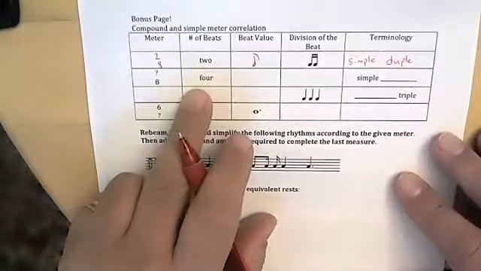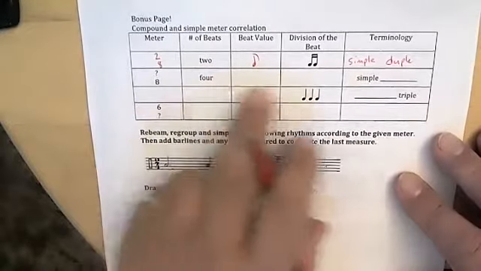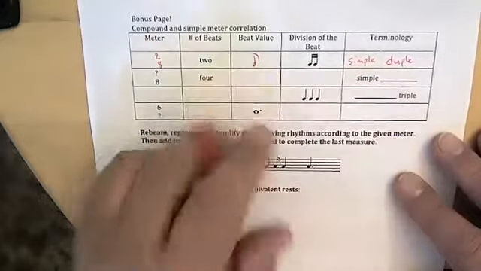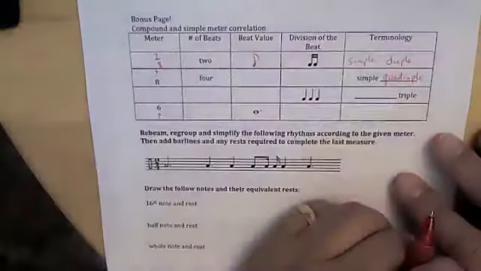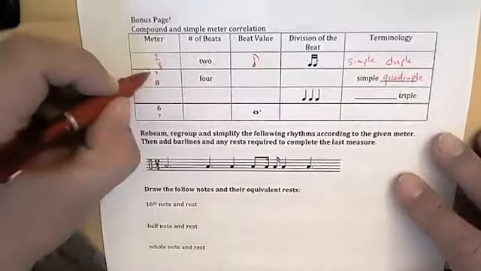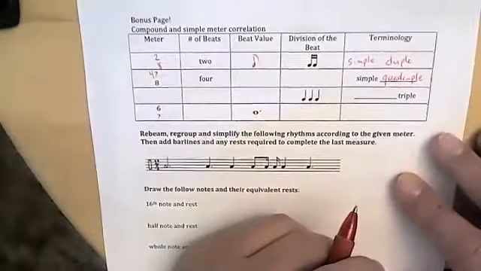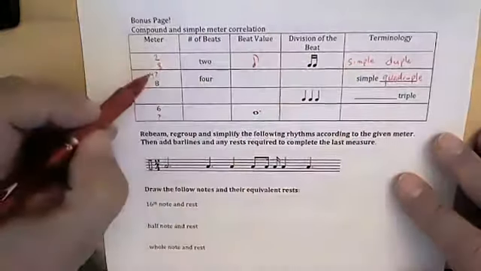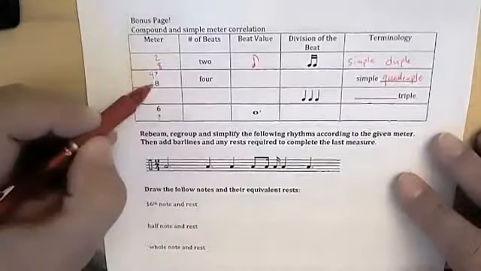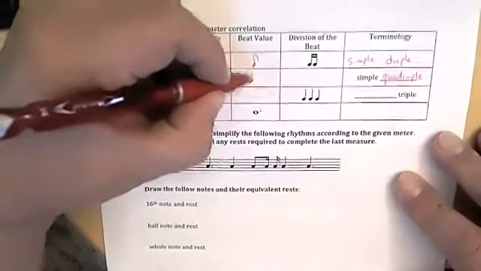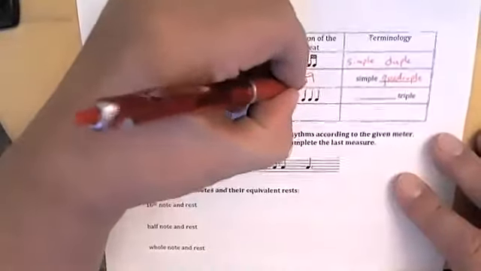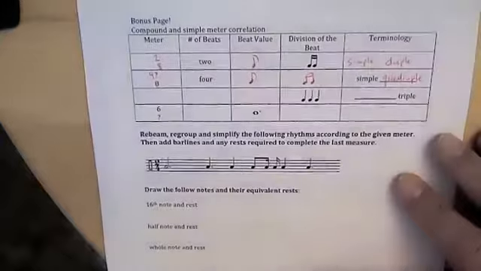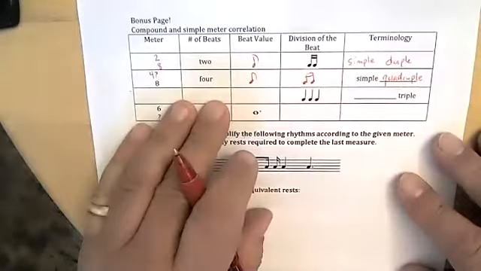Okay, here we have 4 beats, and we're in some kind of simple meter. So that means 4 beats is always going to be quadruple. Doesn't matter whether it's compound or simple, 4 beats will always be quadruple. And that means that this number up top will be a 4 as well, because in simple meters, the top number is the number of beats, 4, and the bottom number is what gets the beat. So that's also an eighth note, and that's going to break into 2 parts, which are going to be 16th notes, like that.